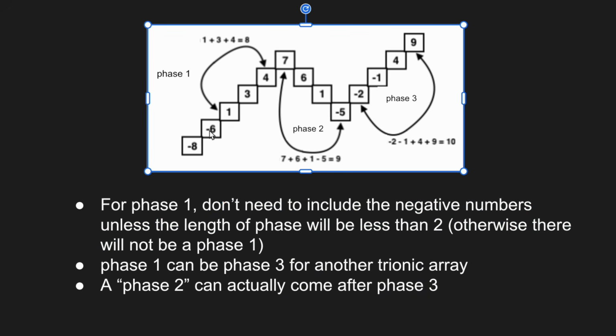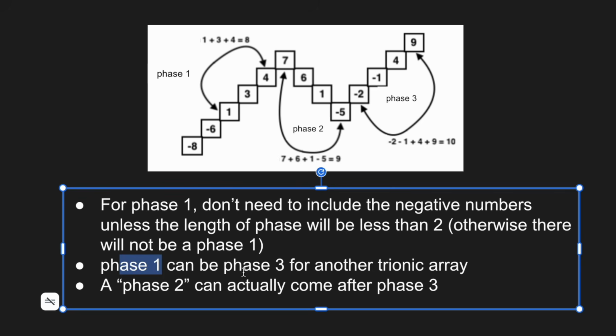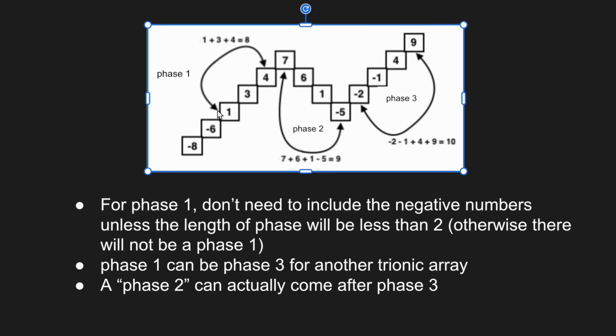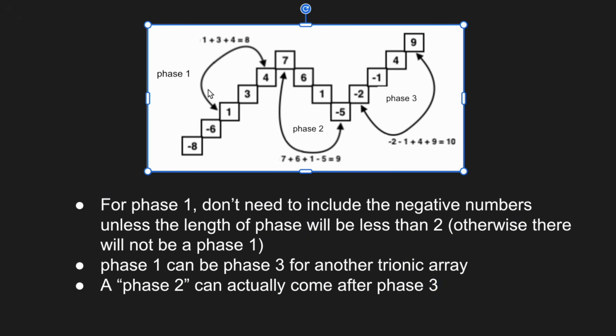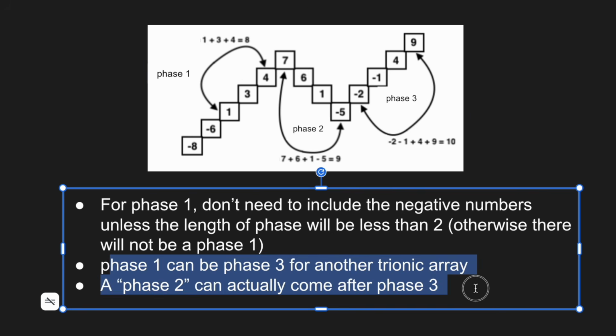So if you look right here, we don't need to include -6 or -8. But let's say all of this is negative but increasing negative numbers, then we will need to keep whichever these 2 numbers are here, otherwise there will not be a phase 1. And also we should acknowledge that phase 1 can actually be phase 3 for another Trionic array. This can be a phase 3 because it's also increasing, and a phase 2 can actually come after phase 3. So this can actually come after a phase 3. It doesn't always have to come after a phase 1. These are just some things that we have to keep in mind for how we're going to code out the problem later on.